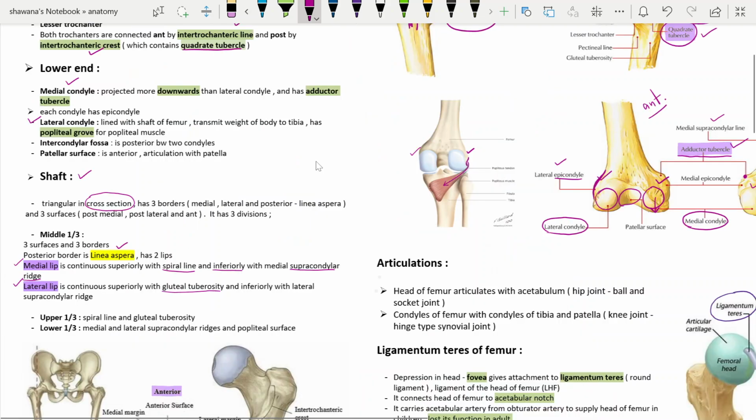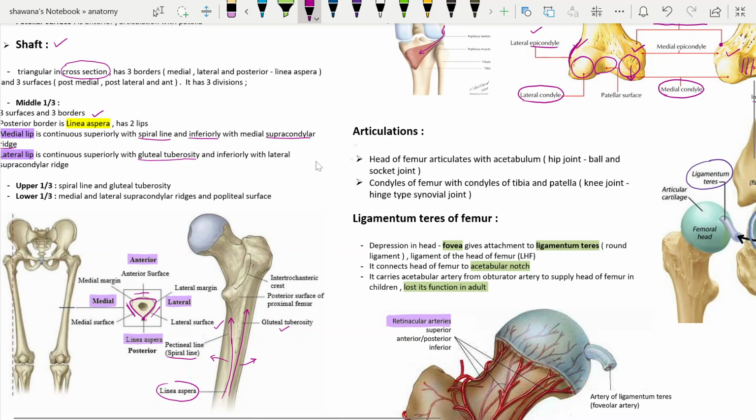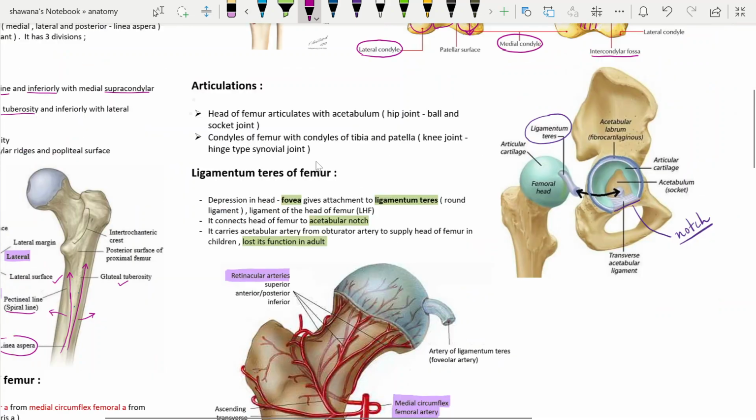Okay, so let's talk about the articulations. Articulations means the parts of the femur which form joints. First of all is the head of the femur. It articulates with the acetabulum. The acetabulum is the area of the hip bone, the circular area that connects the three bones: ilium, ischium, and pubis. The head of the femur fits in the acetabular fossa. So it forms the hip joint.